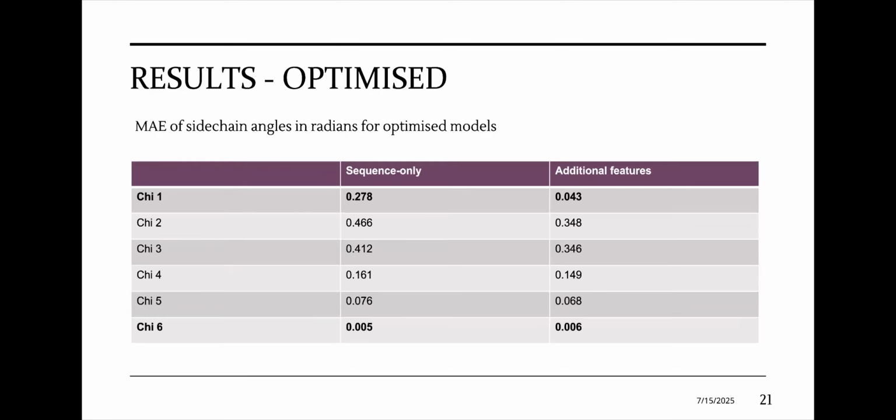With the model improvement changes mentioned earlier, the optimized model showed substantial improvements. When looking at individual sidechain angles, the optimized model achieved much lower errors. Chi1's error dropped to 0.278 radians for the sequence-only model and to 0.043 radians for the additional features model. Performance improves greatly for Chi3 to Chi6 for both models.